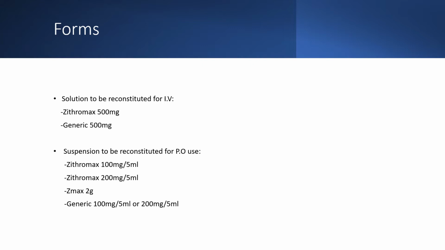Azithromycin could appear in various forms, like solution to be reconstituted for intravenous use. Under that situation, you can find Zithromax 500 mg or generic 500 mg. Also, in form of suspension to be reconstituted for per oral use. And that could be under Zithromax 100 mg per 5 ml, Zithromax 200 mg per 5 ml, Zmax 2 gram, or generic 100 mg per 5 ml or 200 mg per 5 ml.